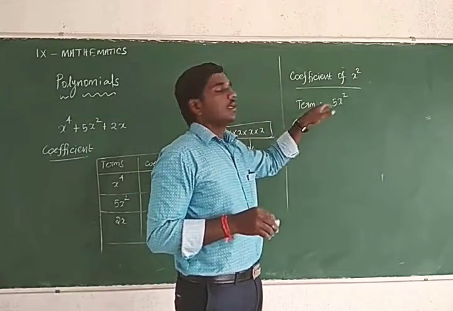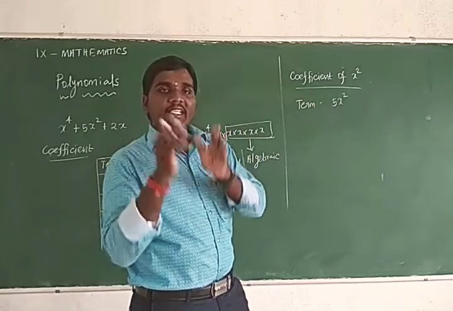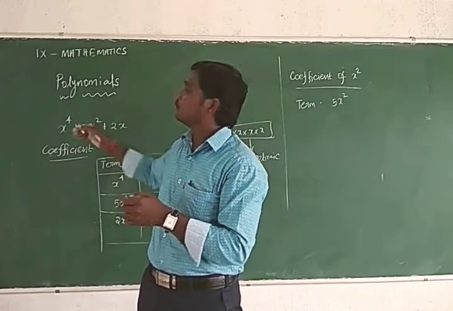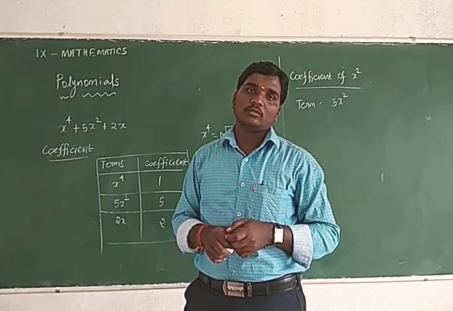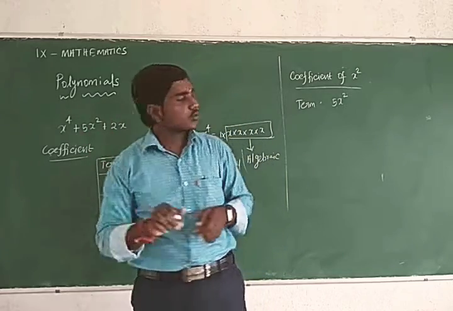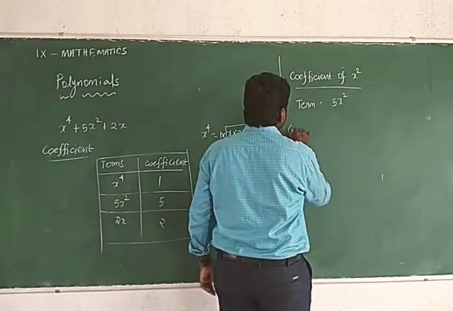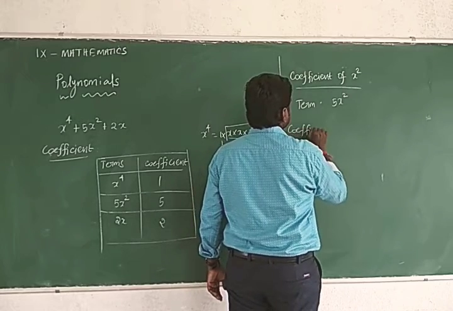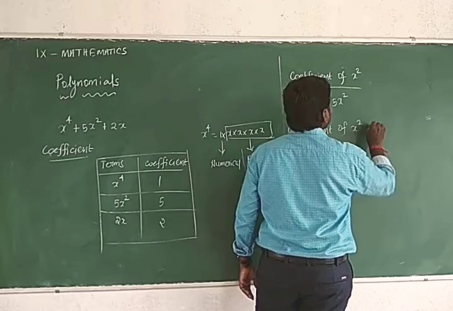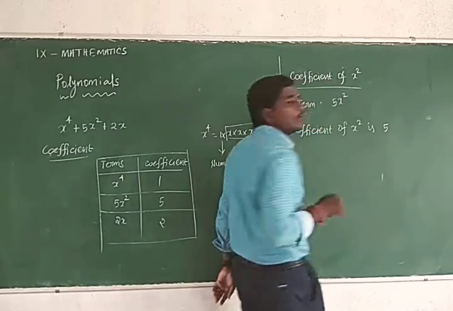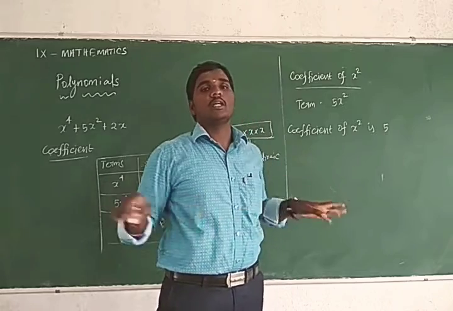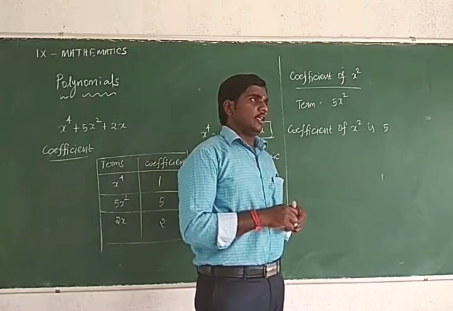Okay, which term should we choose first? We choose the term that contains x square. 5x square. This term contains x square. Write it now: the coefficient of x square is 5. Okay, now what is the numerical factor? 5. That's all.